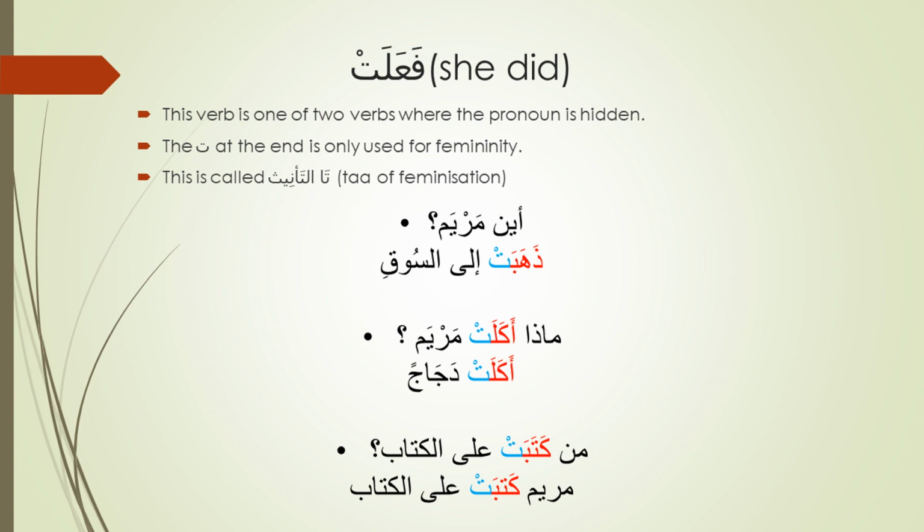So what is that ta? What is the ta? This is a ta, it's called ta al-ta'nith. It's a ta of feminization. It makes the verb feminine. But it doesn't mean that it's the fa'il of the verb, the doer of the action. All it does now is make fa'ala feminine. Okay, it's called ta al-ta'nith.